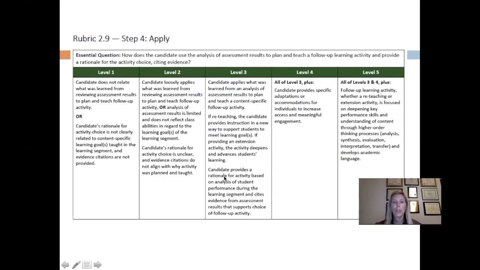And it says that you provide a rationale for the activity based on analysis of student performance during the learning segment, and you cite evidence from the assessment results that support your choice of follow-up activity. So this tells me that your rationale for why you chose this activity is clearly connected to the assessment results, and you provide an explicit, clear rationale as to why you're doing this activity based on what the assessment results showed. And that you also provide specific adaptations or accommodations for individuals to increase access and meaningful engagement. Of course you're going to do that because we want to meet the individual needs of all the learners in our class.